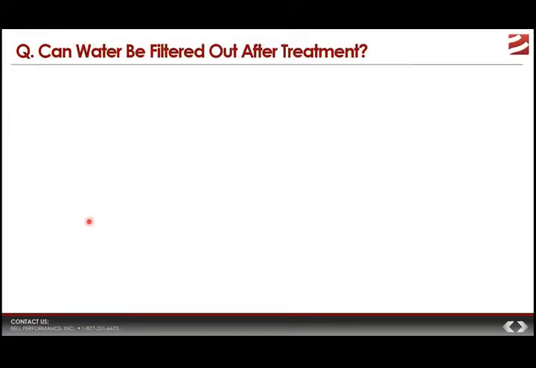This issue of dissolving versus micelle suspension relates to the next question. If you treat water and fuel with DFS Plus, and then you run it through, let's say, a fuel water separator or a coalescing filter, will the water be filtered out?